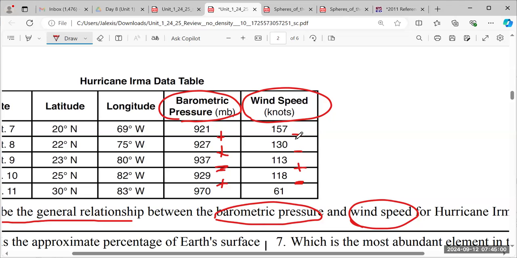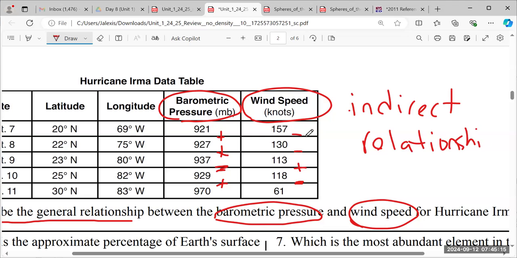What kind of relationship is when one category is increasing and the other category is decreasing? That is an indirect relationship. All right. It's an indirect relationship. All right. If both categories are doing the same thing, right? If they're both decreasing together or increasing together, then it would be a direct relationship. But since it's doing the complete opposite every single time, there's going to be an indirect relationship.